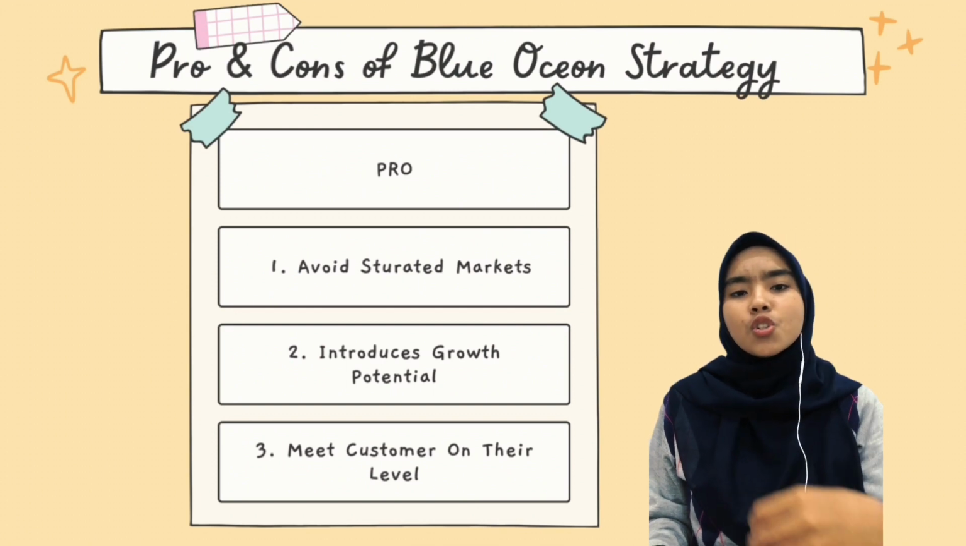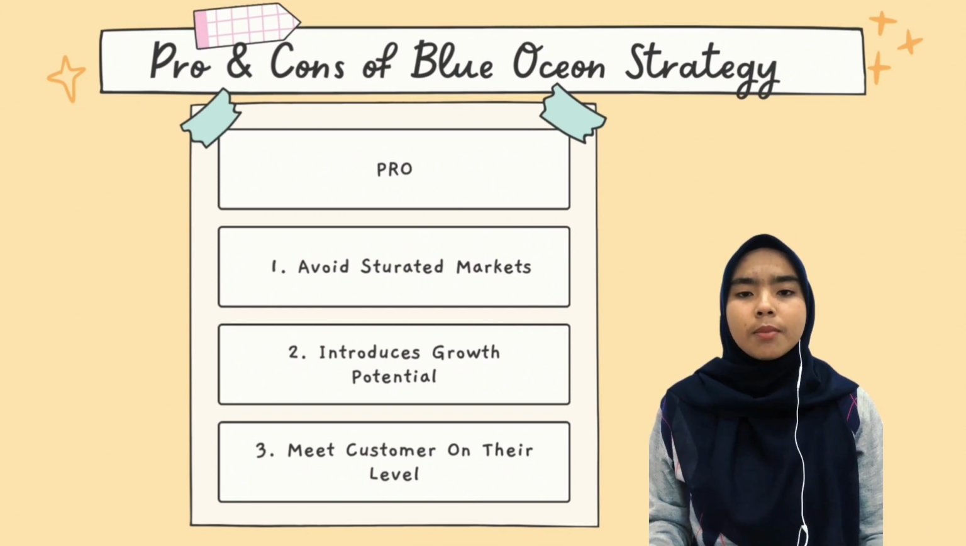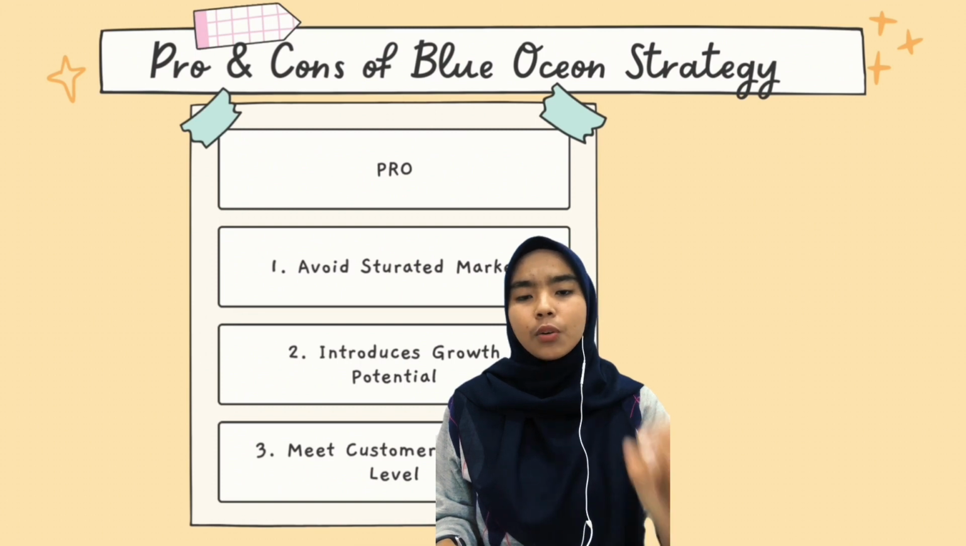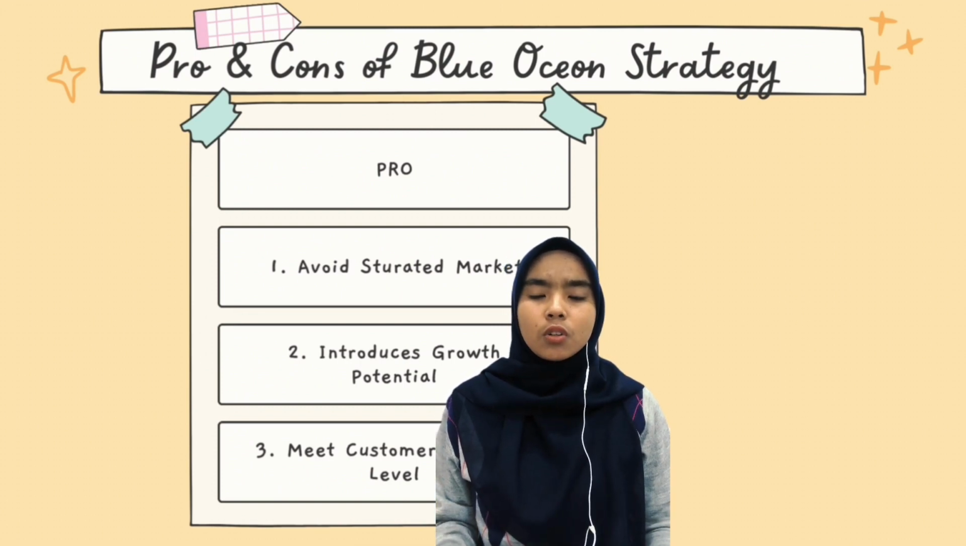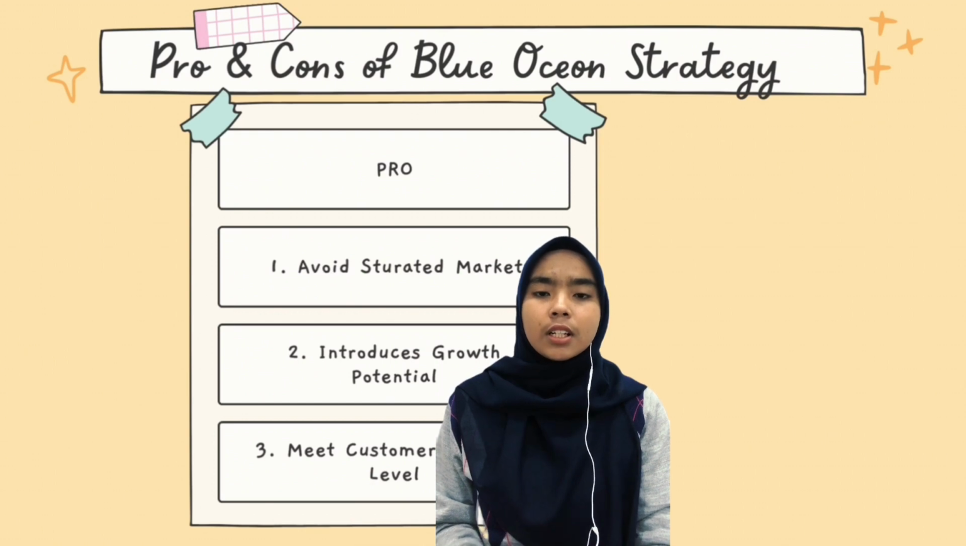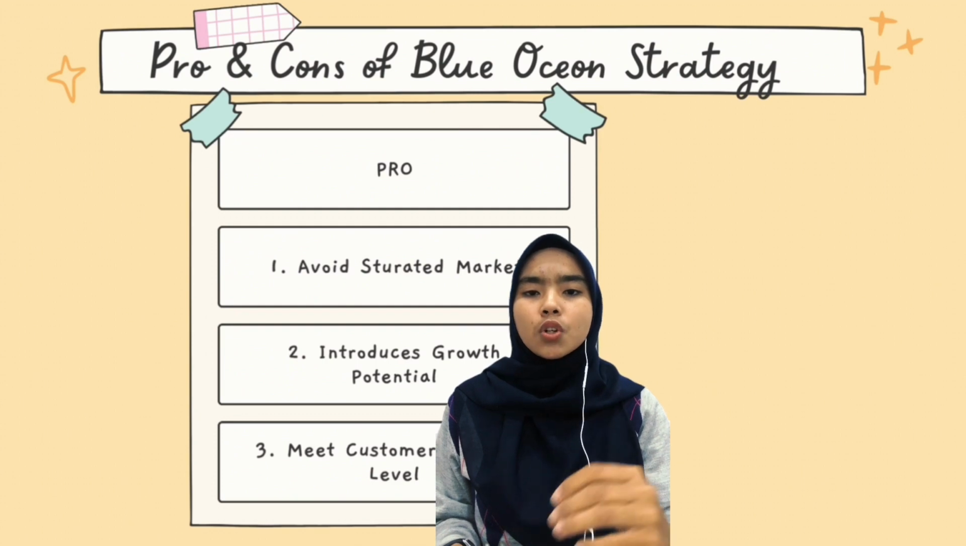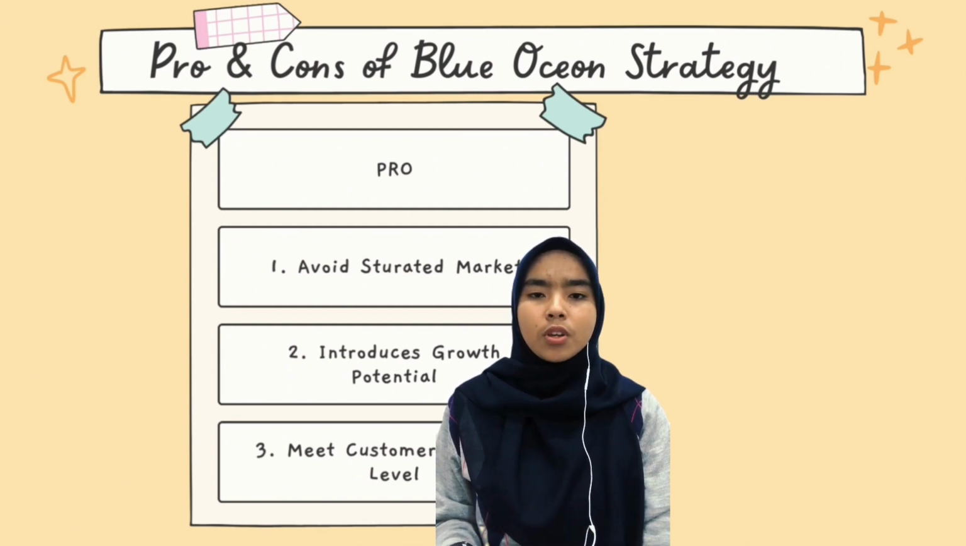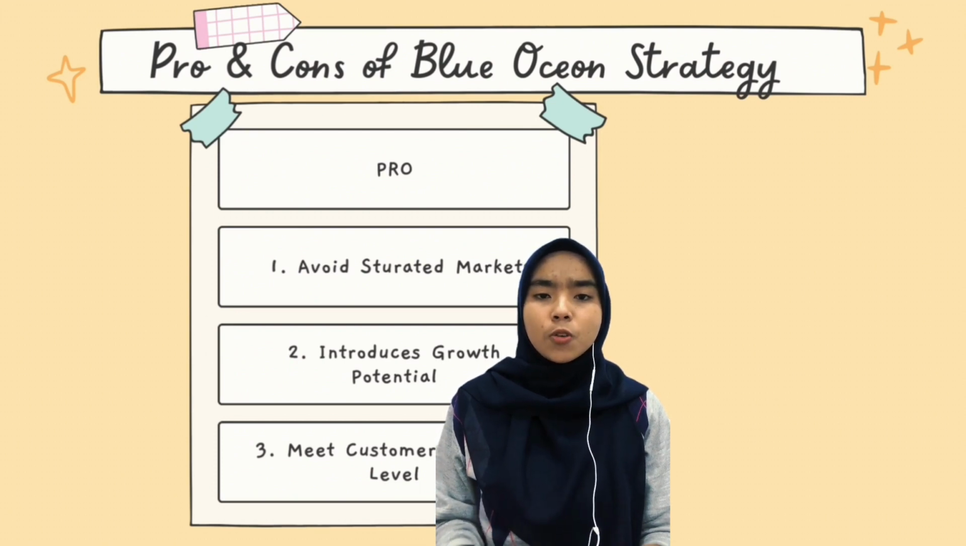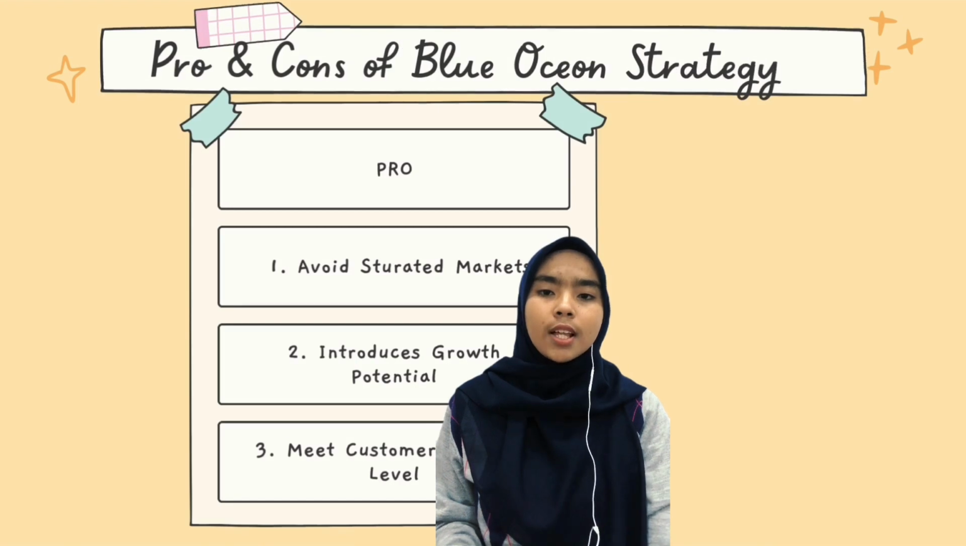Next, it introduces growth potential. Going the Blue Ocean route means balancing product or service innovation with cost and utility, creating new value for your customers. As more customers buy what you sell, word of mouth advertising can increase demand. And Blue Ocean can also meet customers on their level. Value and affordability are equally important in Blue Ocean thinking. You will always introduce your innovations at price points your target customers can accommodate. These approaches lower your audience's barrier to buying what you sell.